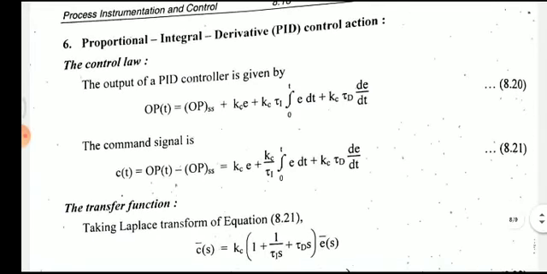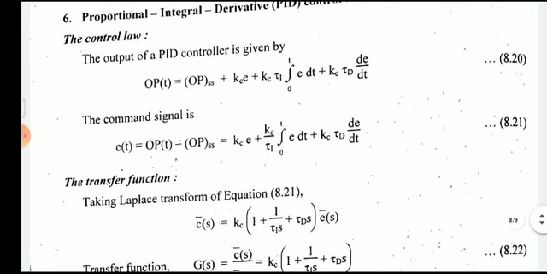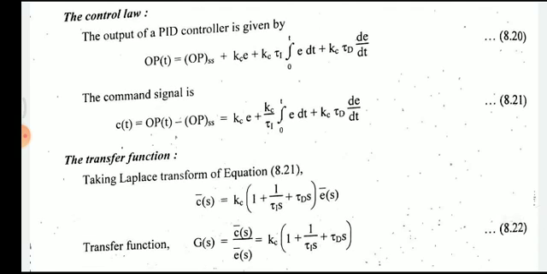Now the next controller is the proportional integral derivative control action, the PID controller. This is also important. First, the control law. The output of a PID controller is given by these equations.